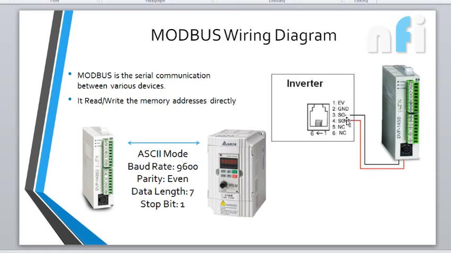Here we have the third and fourth pins as negative and positive. So the third pin is going to the negative of the PLC, and the fourth pin is going to the positive of the PLC. So that is the wiring. Now next is how to set these parameters.